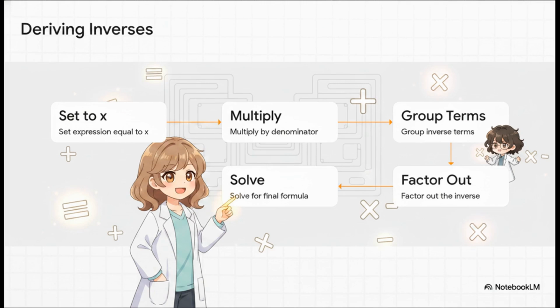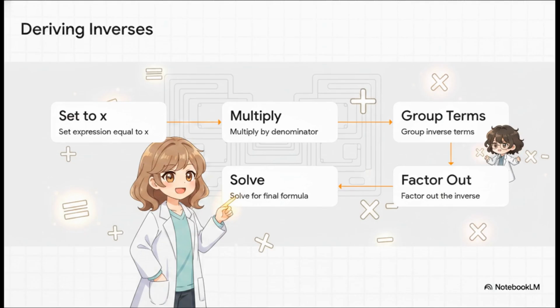f of x equals 2x minus 1 all over x plus 3. Step 1, we set the whole expression up by replacing f of x with our inverse symbol, and we set that whole thing equal to x. So we've got 2 times the inverse minus 1 over the inverse plus 3 equals x. Step 2, we've got to get rid of that fraction, so we multiply both sides by the denominator. That leaves us with 2 times the inverse minus 1 equals x times the inverse plus 3.